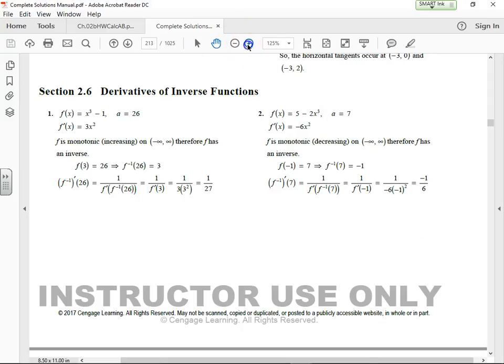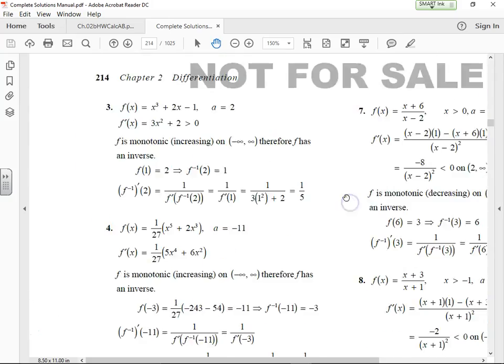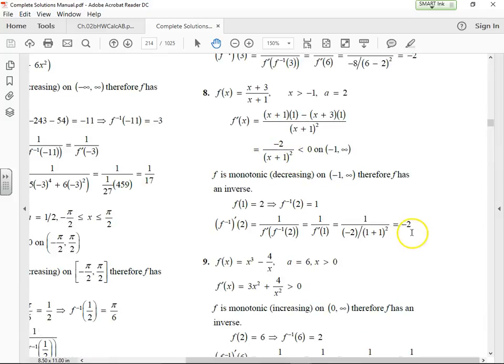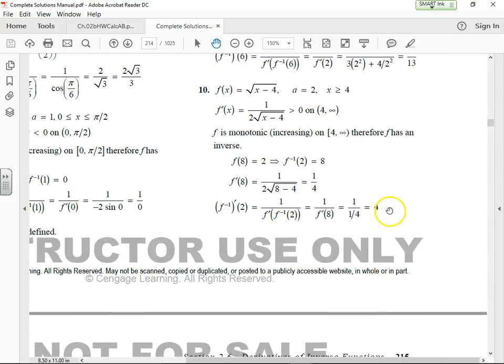So, number 2, our final answer is negative 1/6. Next even, number 8. Final answer is negative 2. It's okay, write it down. Mistakes happen. Write it down, negative 2. Next one, number 10. Final answer 4.